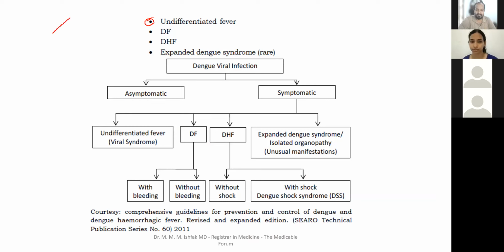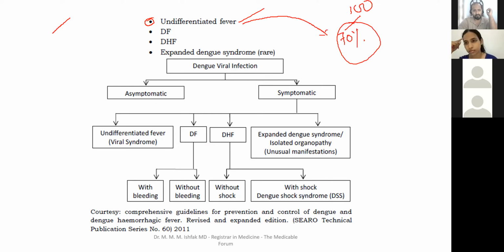Okay. So most of the time, what we would be dealing with is the undifferentiated fever. Most of y'all would have got dengue, but it would have been just a viral flu where you get fever, body aches, and then after 4 or 5 days you feel better. Now, let's say you have around 100 people. Out of that 100 people, around 70% will be in this spectrum of undifferentiated fever. That 30% of people are the ones who will definitely follow the course of dengue fever.